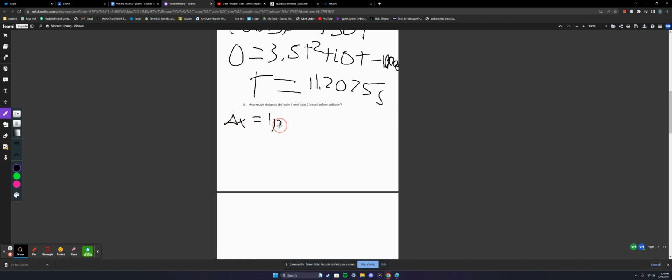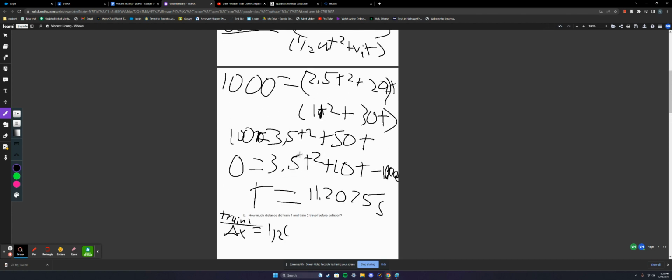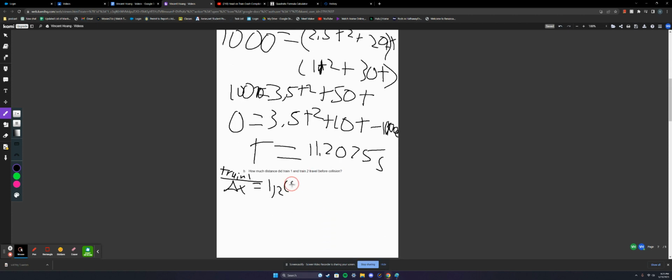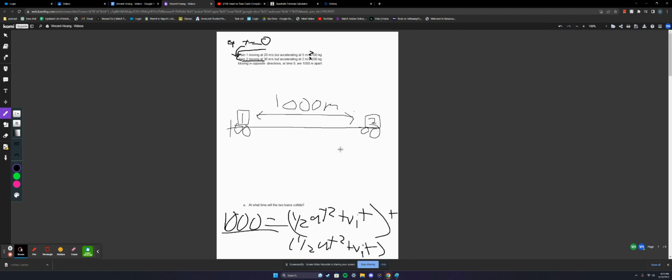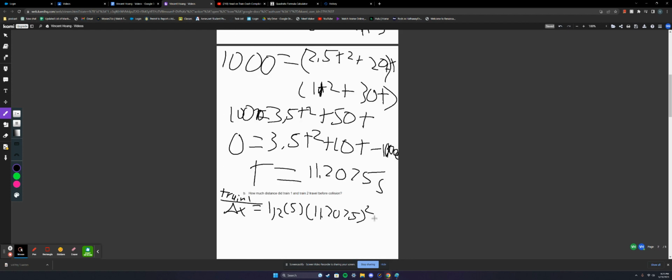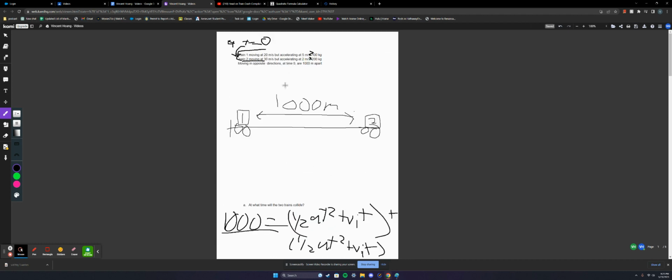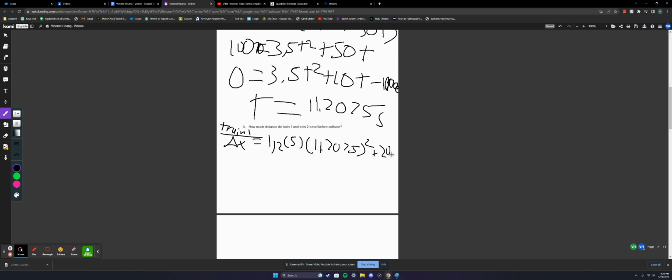This will be train 1. So 1/2 a t squared, where the acceleration of train 1 is 5, and we use the time we found in part A, plus 20 meters per second times the same time. And now we just solve.